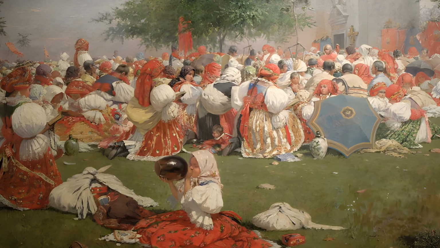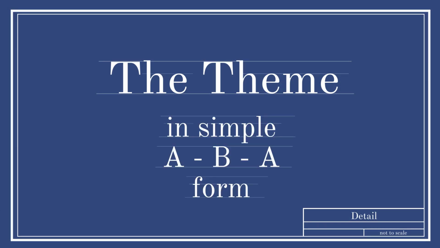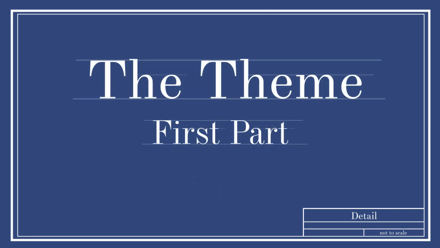Dvořák's original theme is in 3 sections, like so many that we've heard, the standard A, B, A, and every one of the variations uses this same basic 3-part structure. So here's the beginning of the theme, the A section.